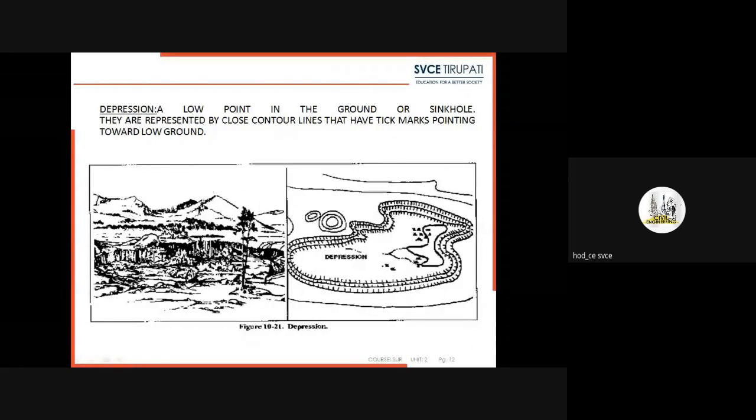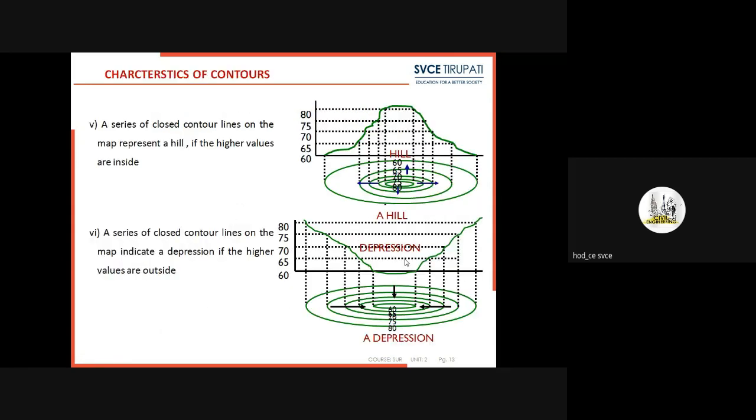Okay, the left side image. These contour lines are represented in the right side image. Okay, so that means here the value of RL is 100. This will be 95 and this will be 90. If we go internally, this will be 85 or 80, like that. That means that is the representation of depressions or valleys. And continuation of the characteristics.